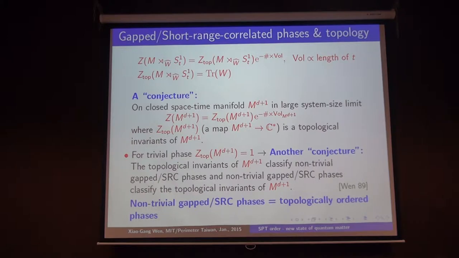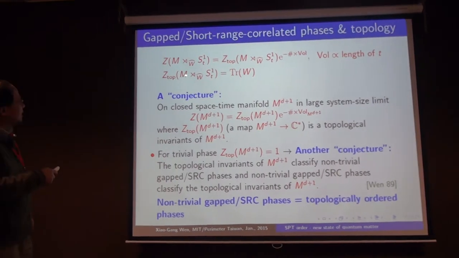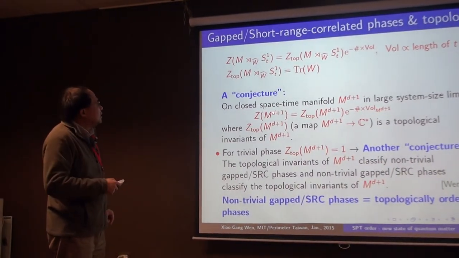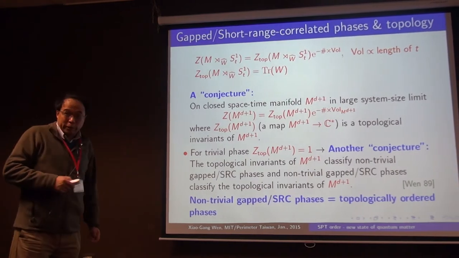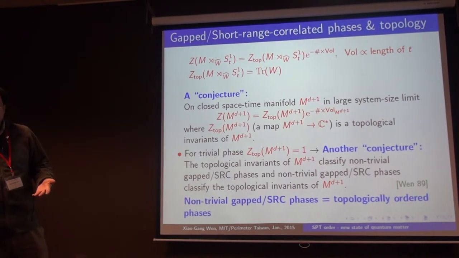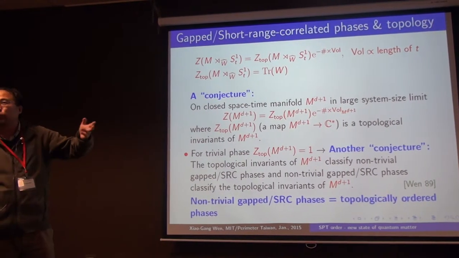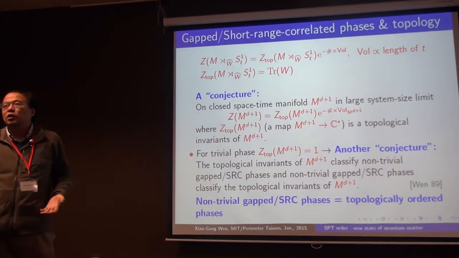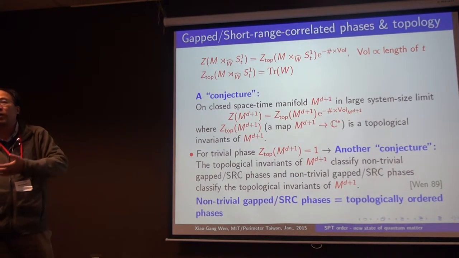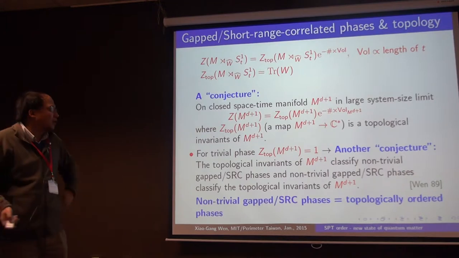Okay, so certainly we can go beyond this mapping torus. We can consider space-time of arbitrary topology. In the last transparency, we assumed space-time is a bundle over S1, but certainly we can go beyond that. We can consider space-time with arbitrary topology.